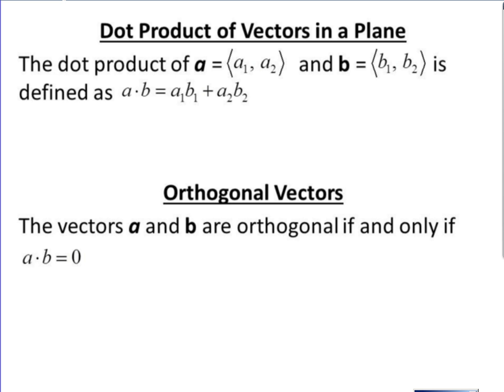So the dot product of vectors in a plane, if we have vector A and vector B, is going to be A1 times B1 plus A2 times B2. And that's going to tell you the length of the vector that connects the two terminal points if those two initial vectors start at the same point and are perpendicular to each other. The vectors A and B are orthogonal if and only if the dot product is 0.